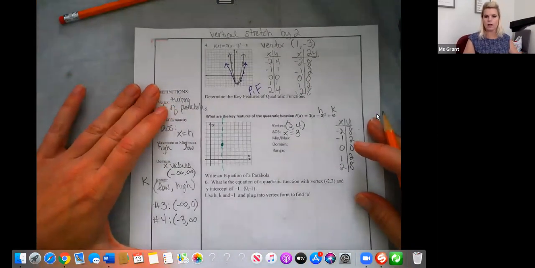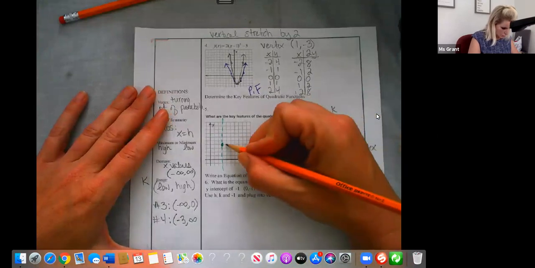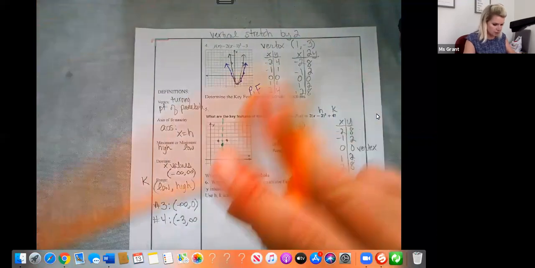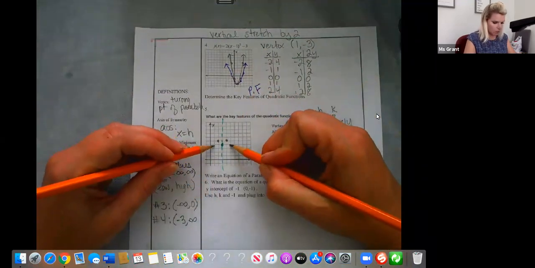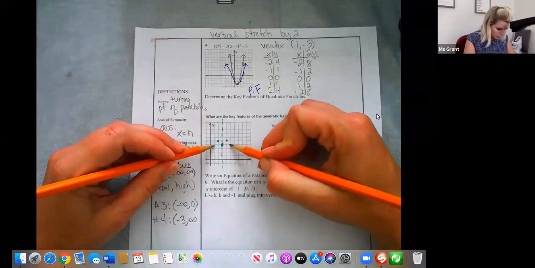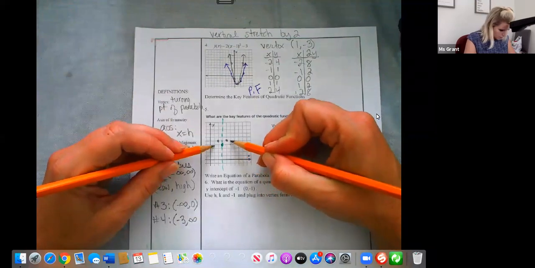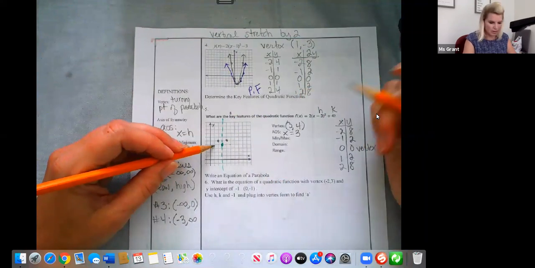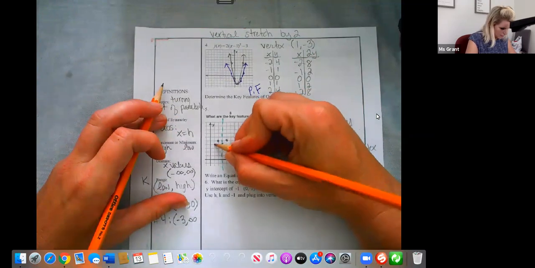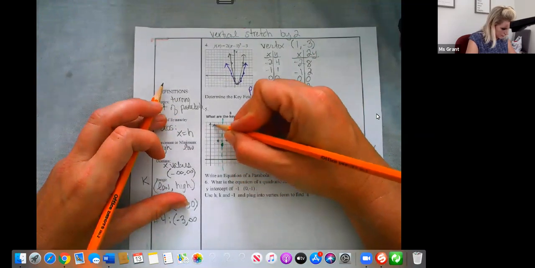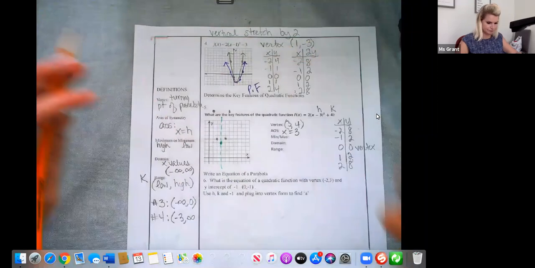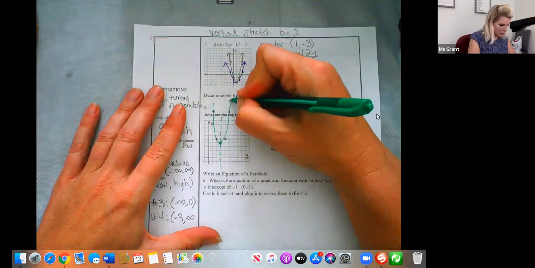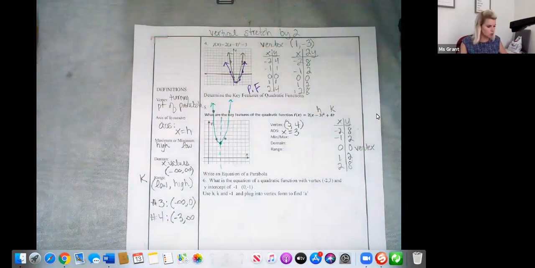There we go. 1 in both directions, 1 up. 2 in both directions, 1, 2. Oh, I can't even make it 8. 1, 2, 3, 4, 5, 6, 7, 8. I don't know. That's fine. I'll go off the graph. 1, 2, up 8. That's fine. Here we go. This is going to be narrow, stretched by a factor of 2 because my A was 2.